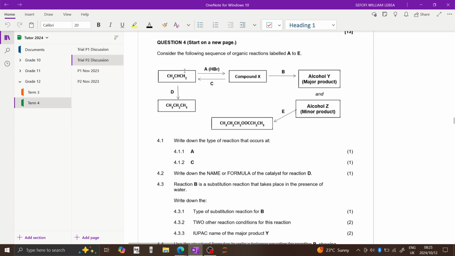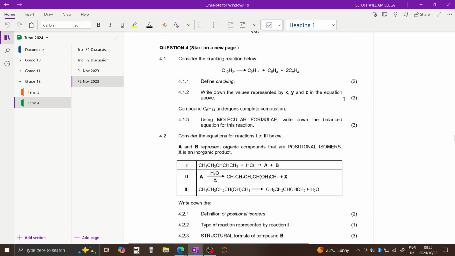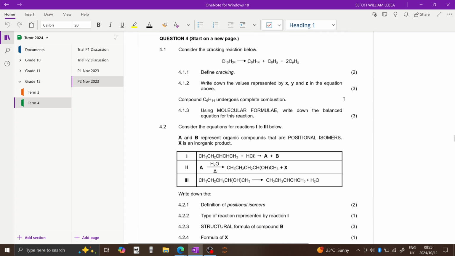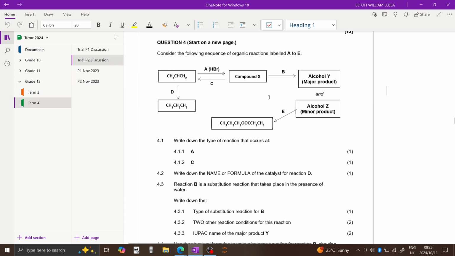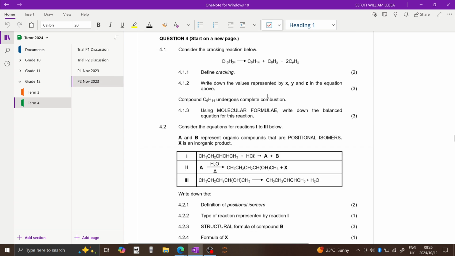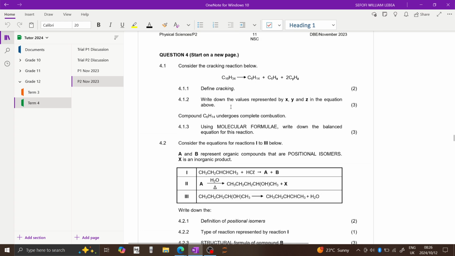All right, this is the trial one, and this one here is from the November 2023 exam, last year's exam. The questions were like this. It's not exactly the same as what you usually see in organic reactions. Usually they give you a chart or flow diagram, but last year in the exam they decided to give something that looks different. It's like two parts.